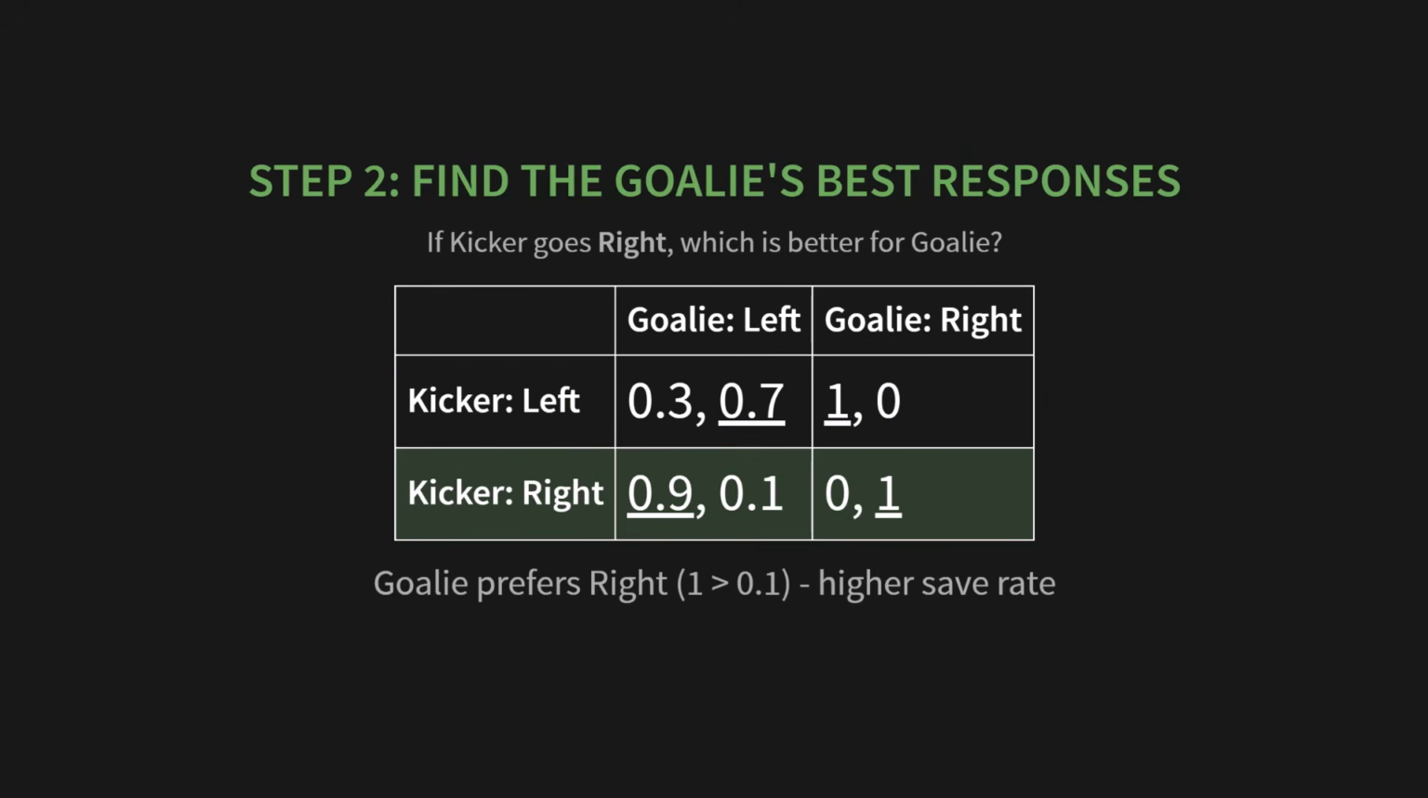And if the kicker goes right, the goalie can dive left and give up a 0.9 goal probability, or dive right and give up a 0. The goalie wants the 0, so we underline their payoff of 1.